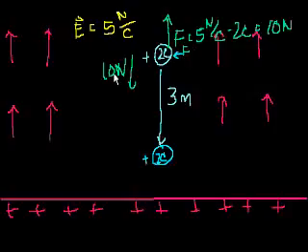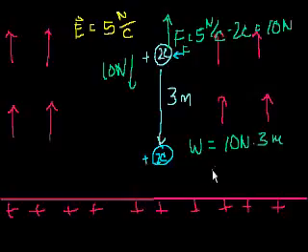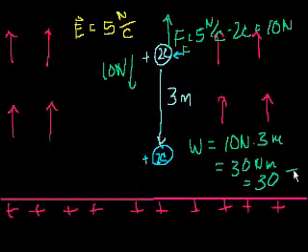So just for our purposes, you have a 10 newton force downward, and you apply that force for a distance of 3 meters. The work that you put in to take this 2 coulomb charge from here to here is going to be equal to 10 newtons, that's the force, times 3 meters. So the work is going to equal 30 newton meters, which is equal to 30 joules. A joule is just a newton meter.